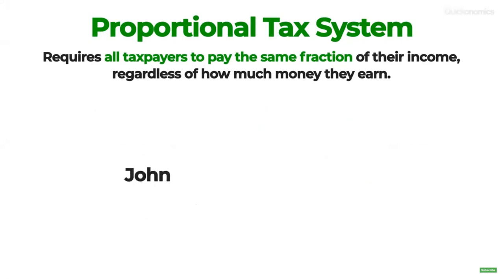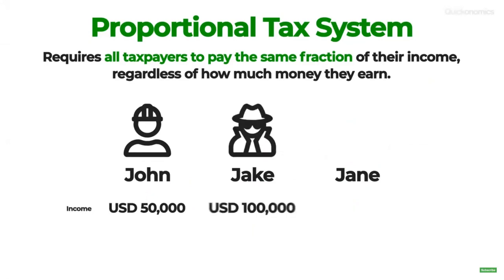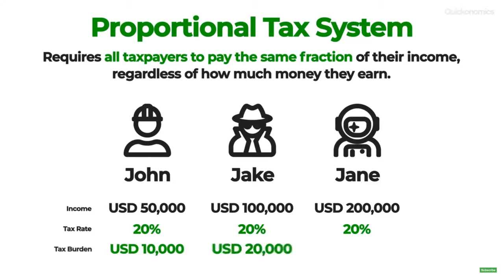To illustrate this, meet John, Jake, and Jane. John works as a construction worker and earns $50,000 a year. Meanwhile, Jake works as a private investigator and earns $100,000 a year. And finally, the highest earner of the group is Jane, who works as an astronaut and earns $200,000 a year. In a proportional tax system, our three friends are all taxed at the same rate, let's say 20% of their annual income. In that case, John has to pay $10,000 in taxes, whereas Jake's tax bill adds up to $20,000 and Jane has to pay $40,000. As you can see, in this system, the burden of the tax increases proportionally to the income of our three taxpayers, because the tax rate is fixed.